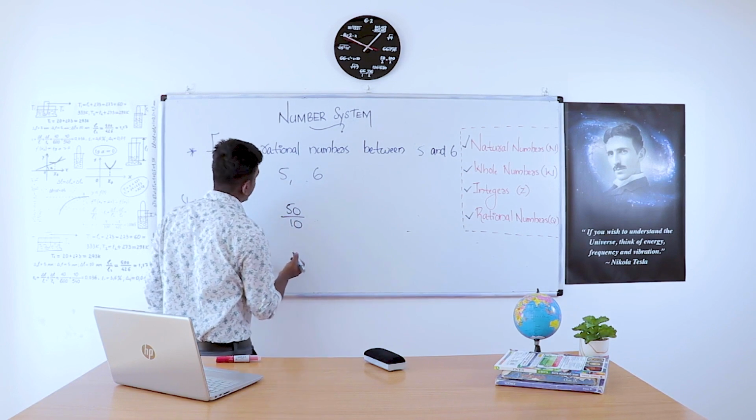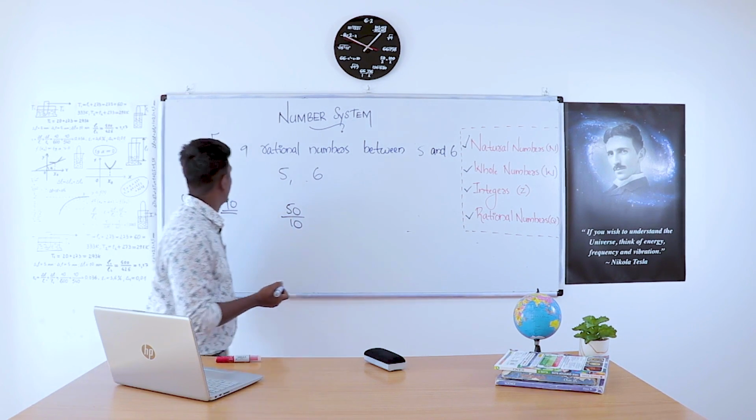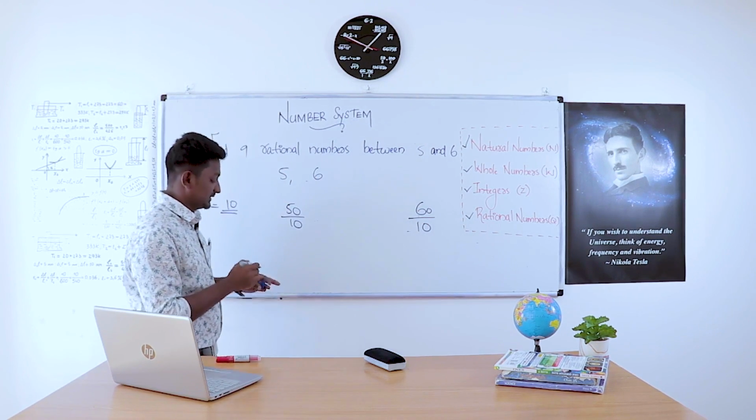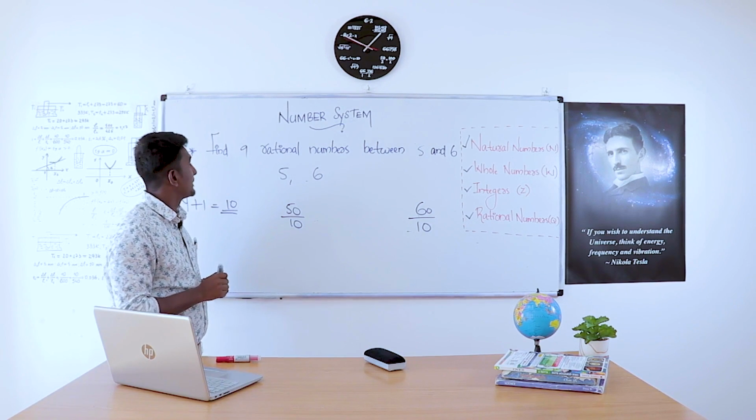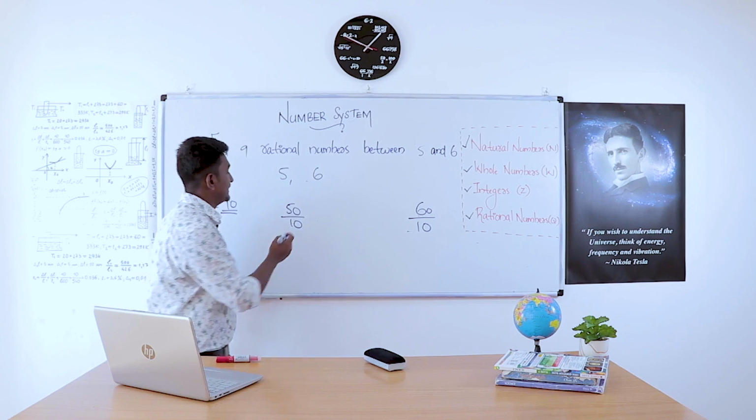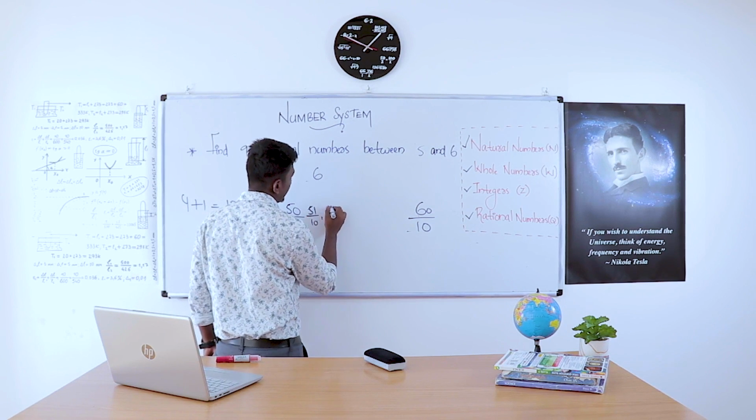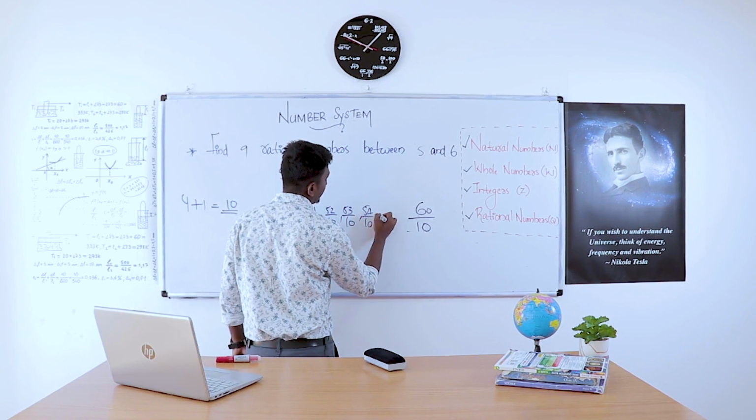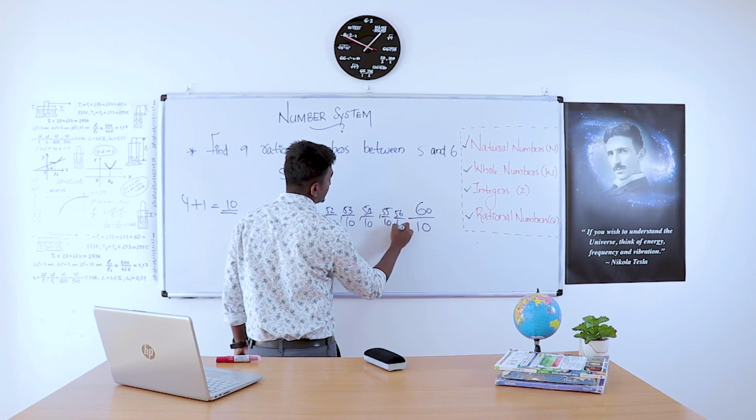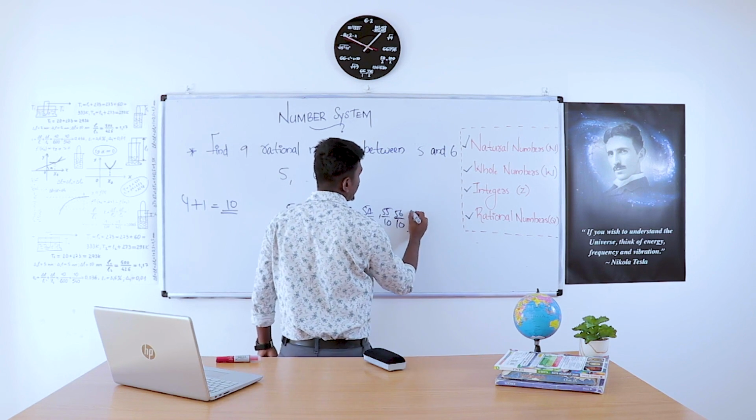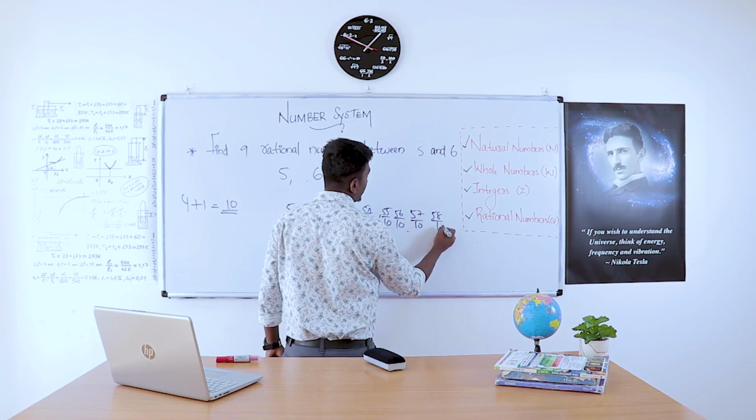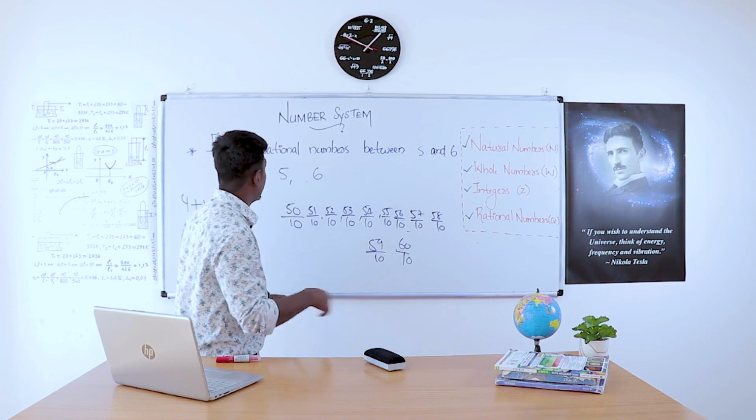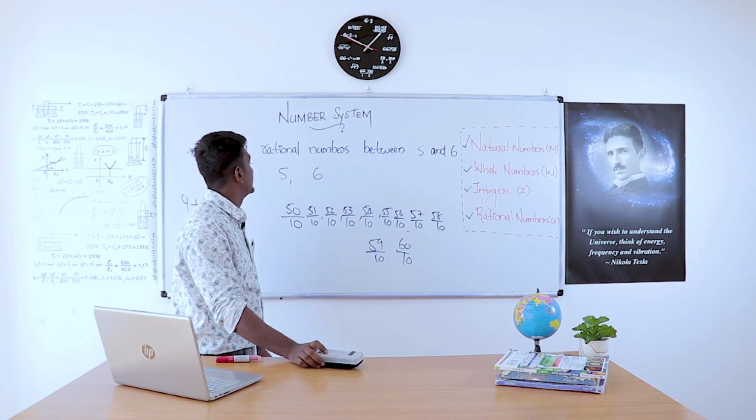50 divided by 10 is 5. You all know. Then 6, 60 divided by 10 is 6. You all know. Okay. Now you write 9 numbers in between: 51 by 10, 52 by 10, 53 by 10, 54 by 10, 55 by 10, 56 by 10, 57 by 10, 58 by 10, 59 by 10, and 60 by 10. Now you get 9 rational numbers in between 5 and 6.